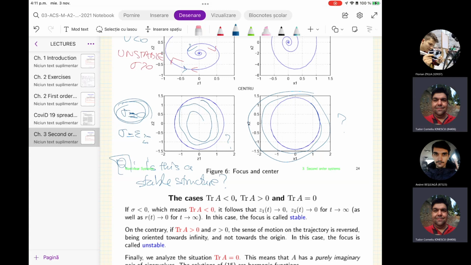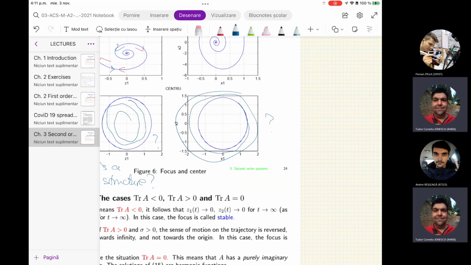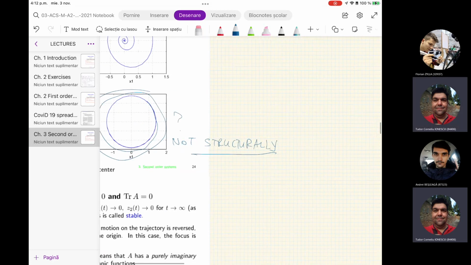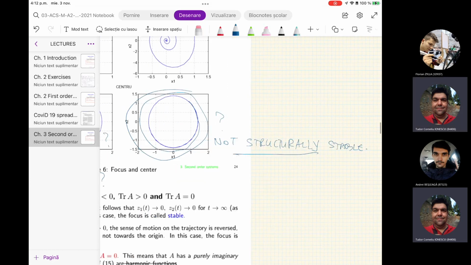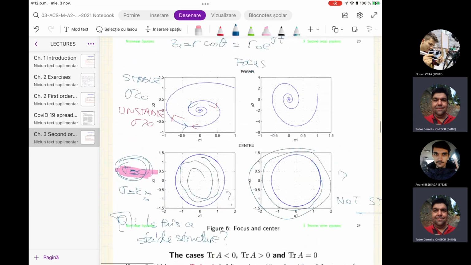So this sigma equal to 0 assumption is not real from a physical point of view. It's unstable. We call this configuration, and we'll explain this a little bit later, not structurally stable. This is not structurally stable. But we'll discuss this a little bit later.